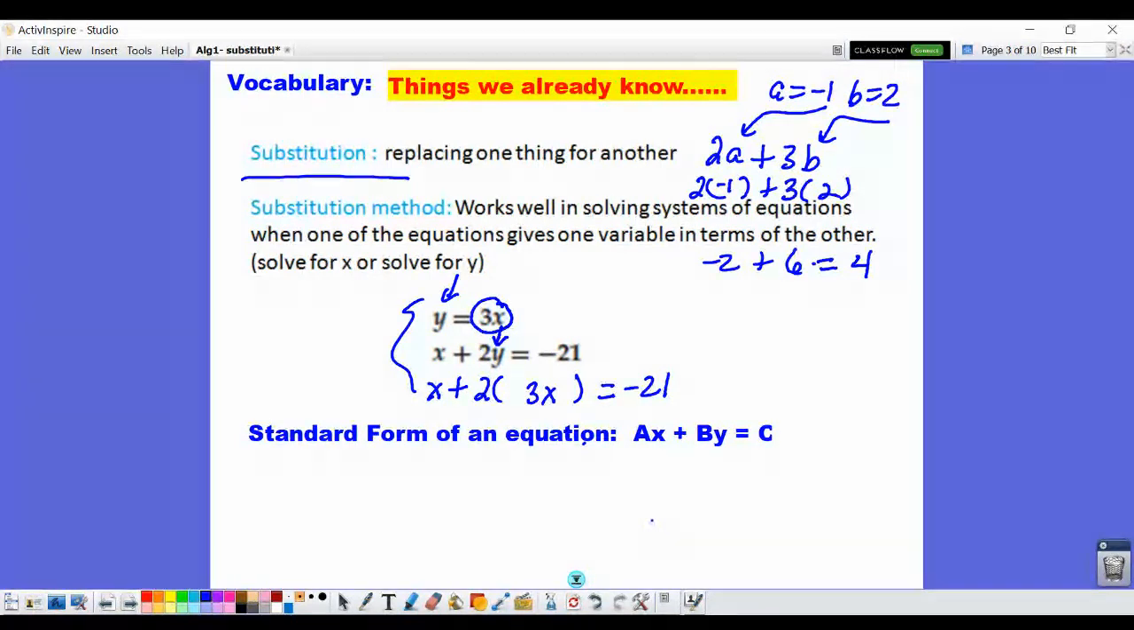Okay, so the only thing that is different is we're going to take an equation and substitute in instead of just a number this time or an expression. The other thing that we already know is standard form. Standard form is ax plus by equals c.